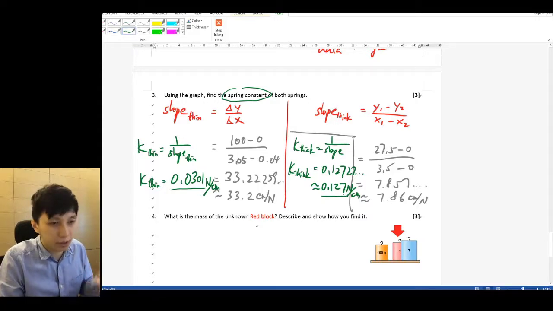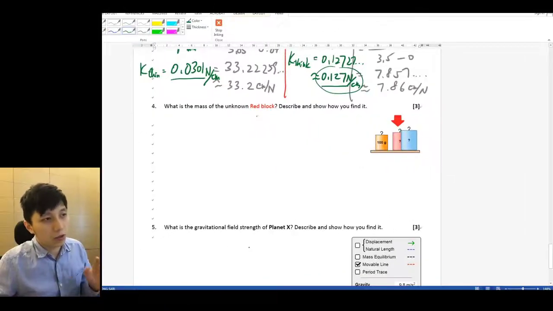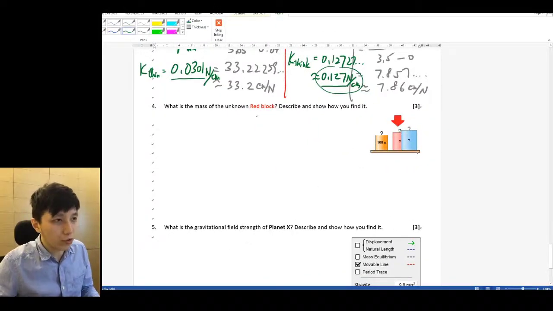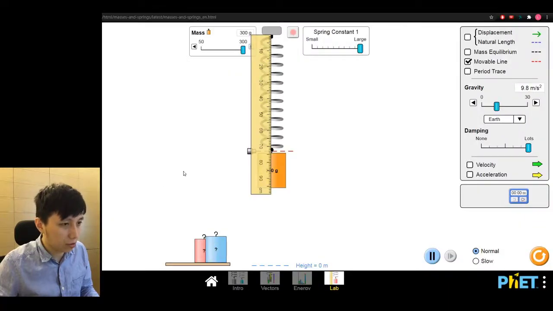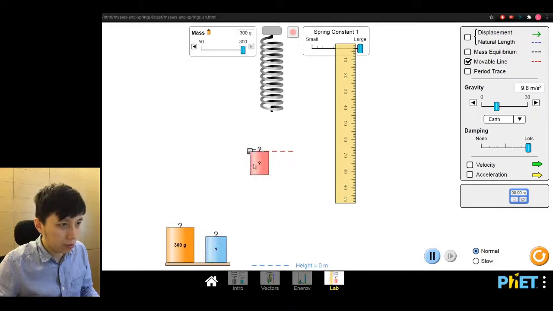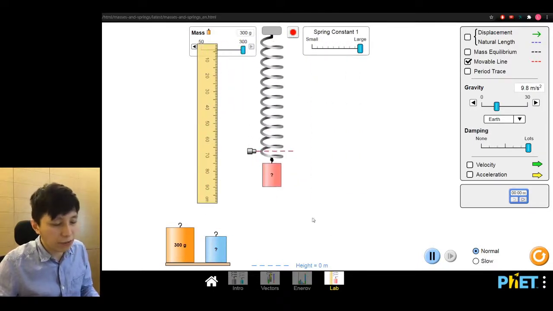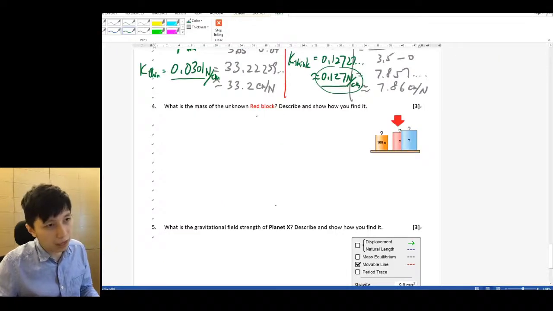For 1 cm, here will require more force for 1 cm. Question 4 is very interesting because it wants you to find the unknown, right? This mass in red color. So going back to the simulation, this is the mass we want to find, and you have to think about how we can find the mass.